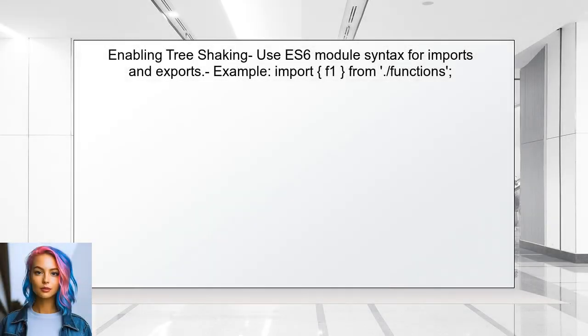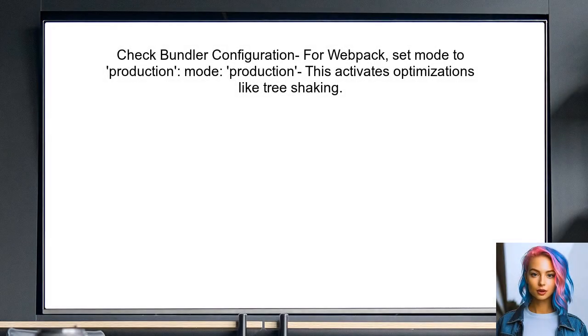To enable tree shaking, the user should ensure that their project is set up correctly. This includes using ES6 module syntax, which the bundler can analyze to determine which functions are used. If the user is still seeing unnecessary functions in the bundle, they can check their bundler configuration. For Webpack, ensure that the mode is set to production, as this activates optimizations like tree shaking.